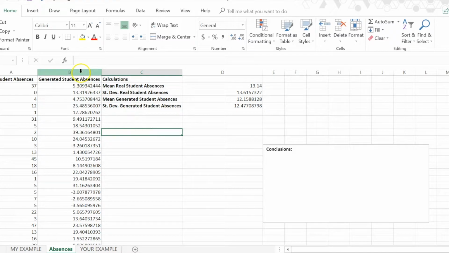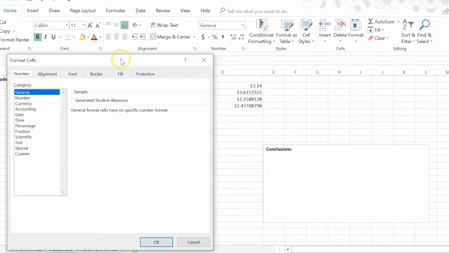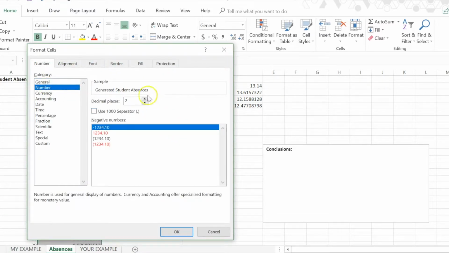All right, so again, to do that, we're going to right click here on column B and then go to Format Cells. And then we want to go to Number. If I want to make it whole numbers, I would want 0 decimal places. So I'm going to put 0 and then click OK.